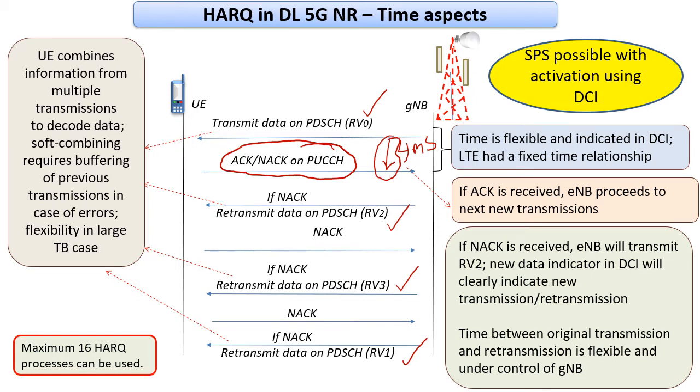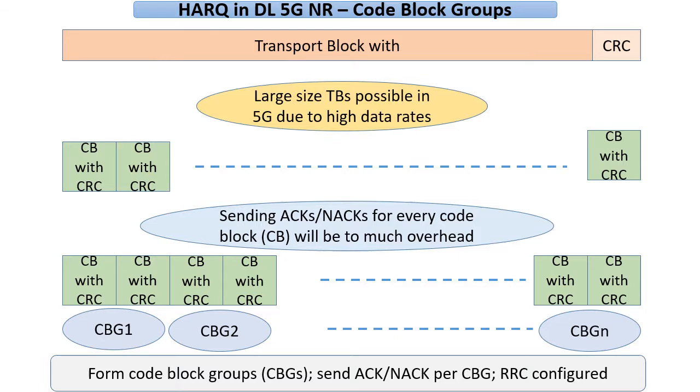There are a few other differences, like the number of HARQ processes being increased over LTE, but the flexible time handling of the ACK-NACKs relative to when data or the allocation appeared is a very important difference. Another difference also exists in the HARQ, and that's going to be our focus in the next few slides. This has to do with an idea called code block groups, short form CBG.